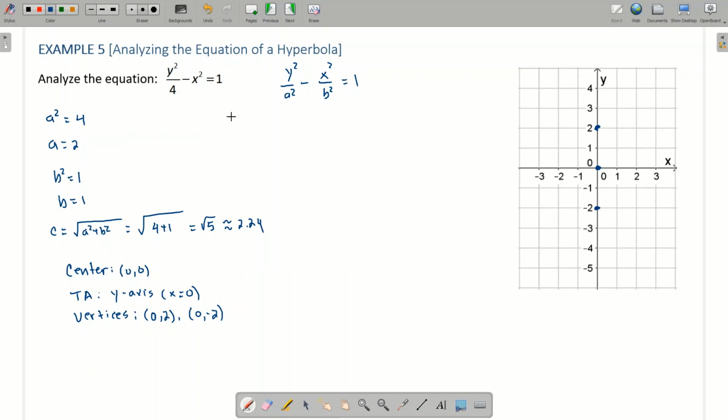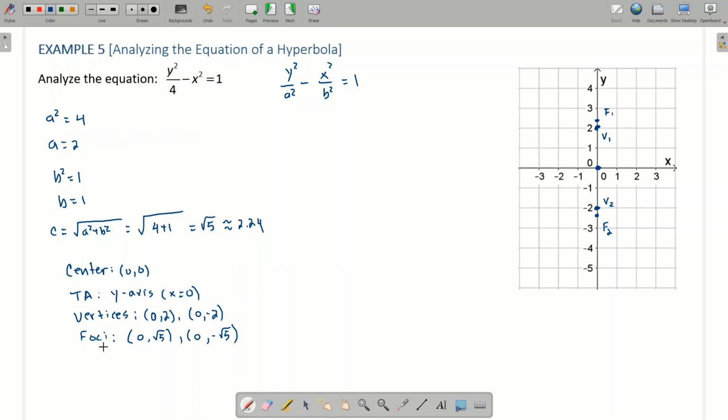We can also do the foci. The c tells us where they are. We're going to move up 2 1/4. So again, these are really close. I didn't really label these. So that's V1. This is going to be F1, V2, F2. All right, so their coordinates would be (0, square root of 5) and (0, negative square root of 5).